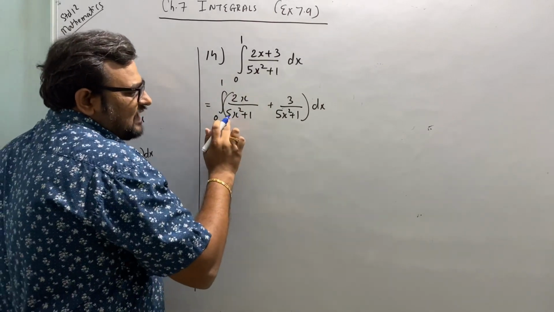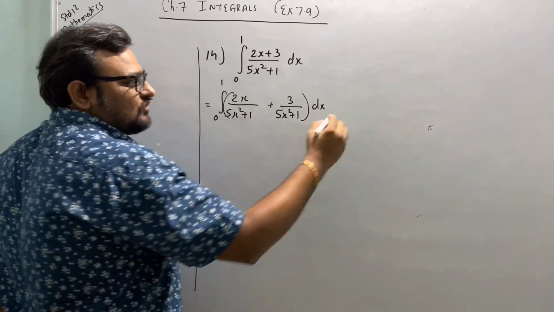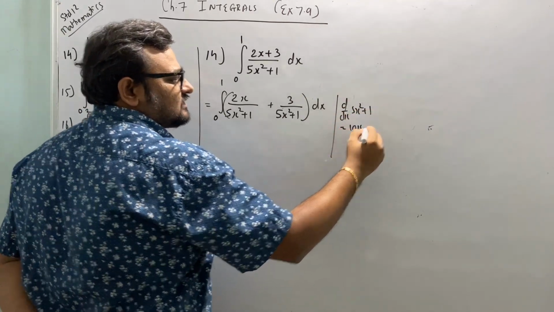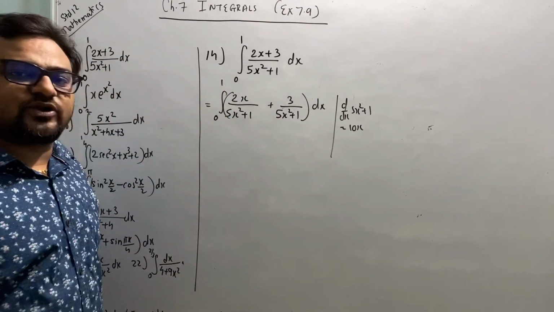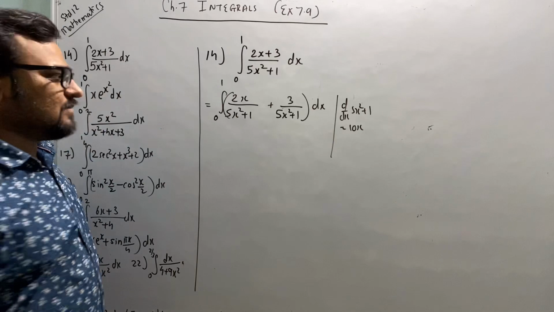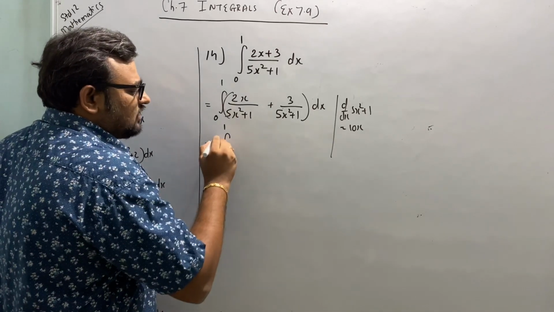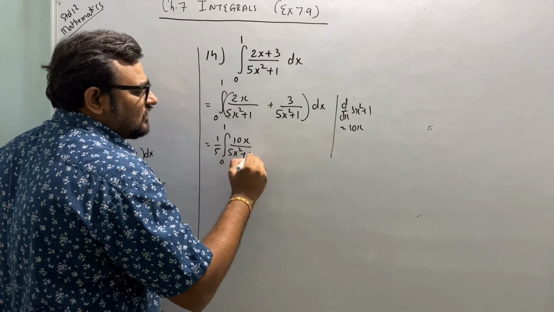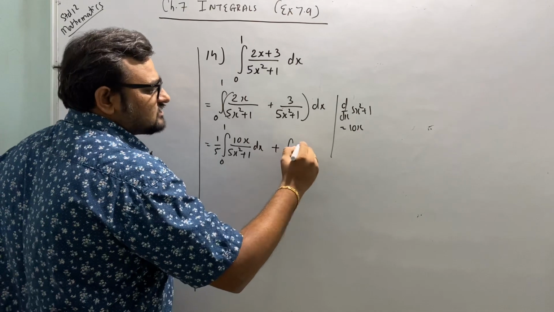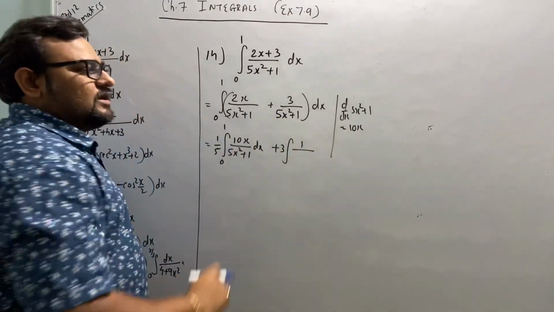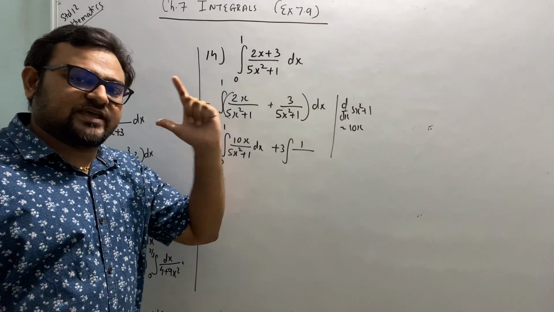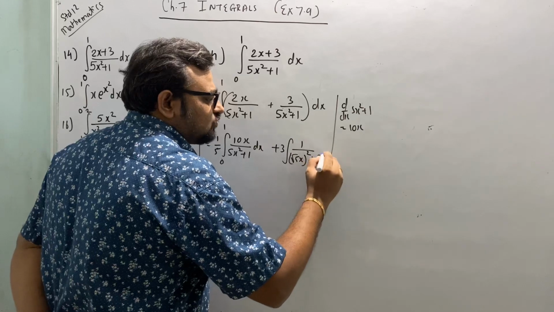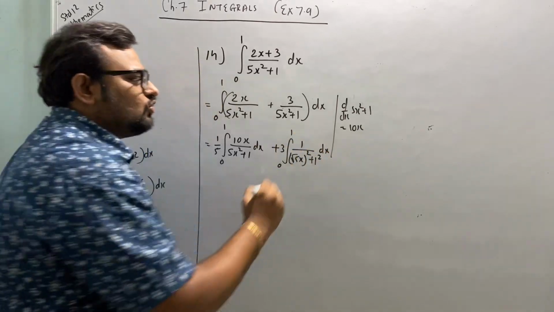Now, if I take the derivative of 5x square plus 1, it will be 10x. I am having 2, so what I will do is multiply by 5 and divide by 5. So now, from 0 to 1, 1 by 5 times 10x upon 5x square plus 1 dx, plus 3 times the integral of 1 upon (c x square plus a square), so I write it as 1 upon (root 5 x) whole square plus 1 square dx, from 0 to 1.